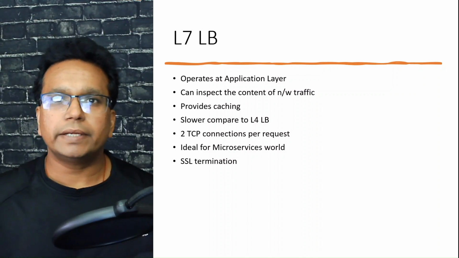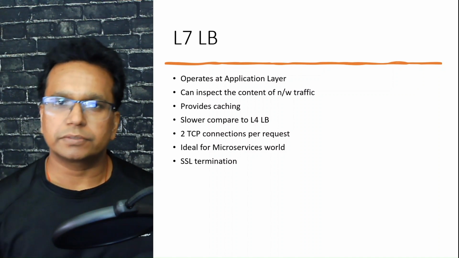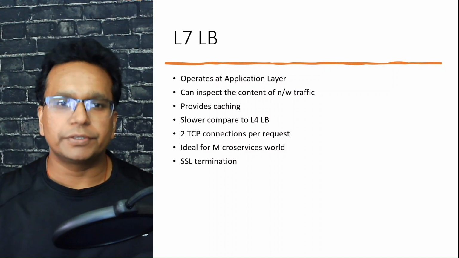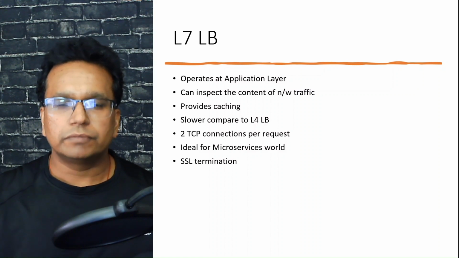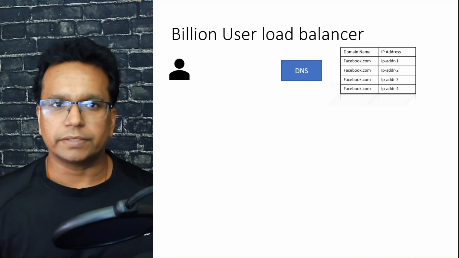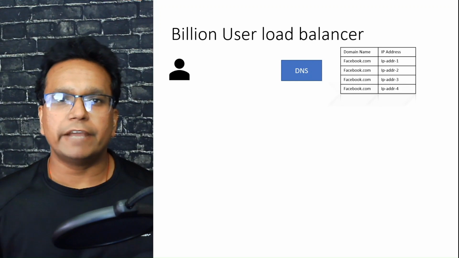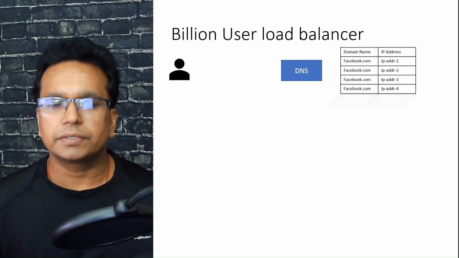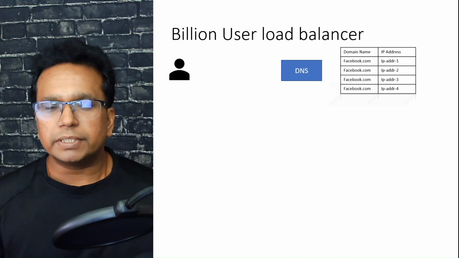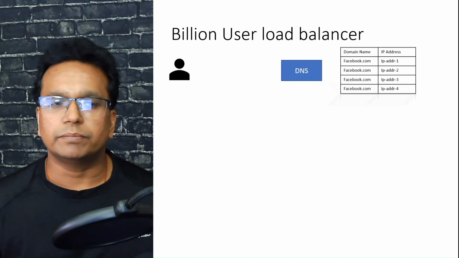Now let's take a look at how we can deploy these different types of load balancers to serve a billion users. We will start with simple DNS-based load balancing. For example, I am going to serve facebook.com and we have multiple IP addresses registered on DNS. One thing to note is that these IP addresses are not the addresses for individual machines. So let me talk about that a bit more.